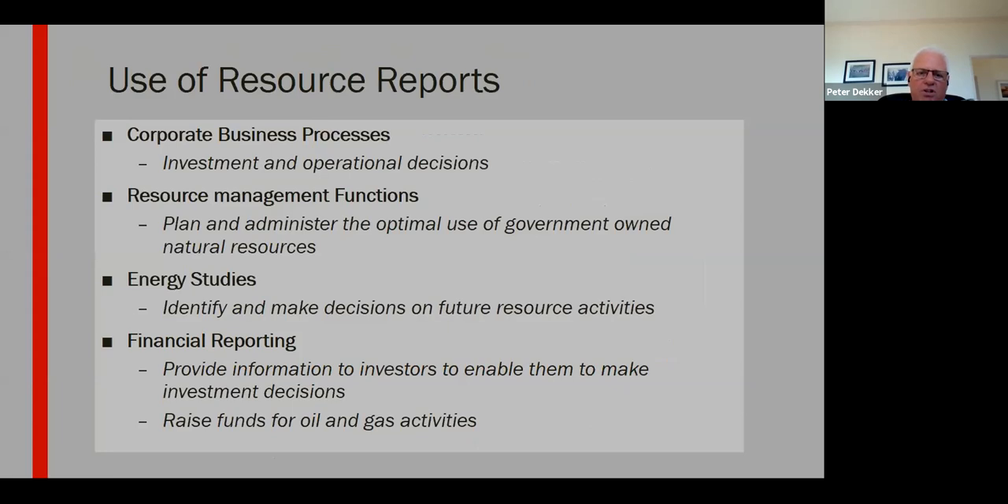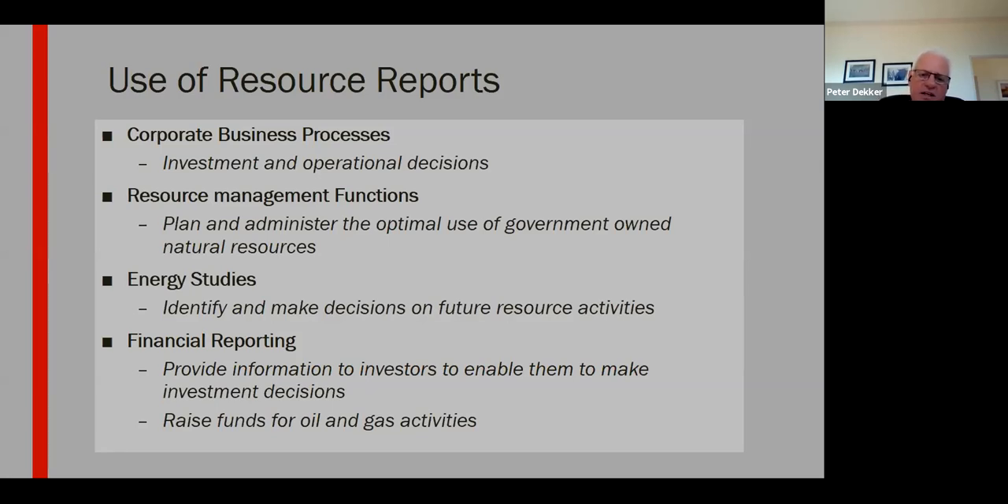So all these reports, how are they used? Now the corporate and business processes is really investment and operational decisions. Resource management functions is to plan and administer the optimal use of government-owned natural resources. The laws always state that all the natural resources in the country belong to the people of the country, although the IOCs and other oil companies who take it out of the ground get the right to take it out, but the government gets royalties or its own share of it, and they get all the taxes as well.